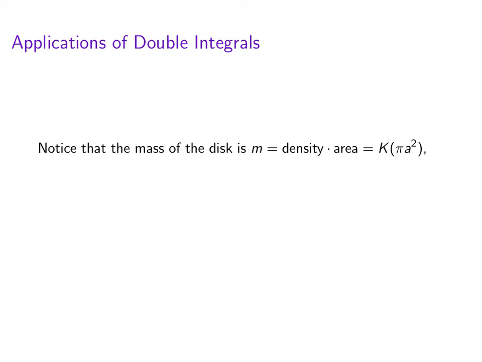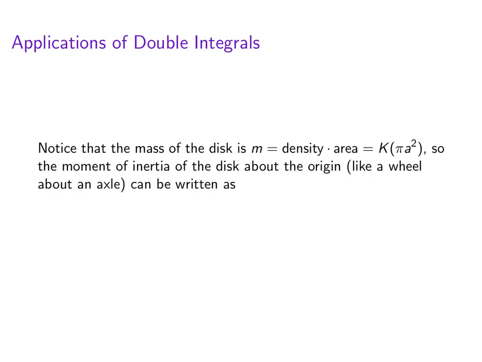Notice that the mass of the disk is just density times area. That's because it's a homogeneous disk. We can rewrite the moment of inertia of the disk about the origin, like so. We can say that I naught is equal to 1/2 pi k a to the 4th, and then just pull together k pi a squared and replace that with m. So instead of having that proportionality constant, what we have is the mass.